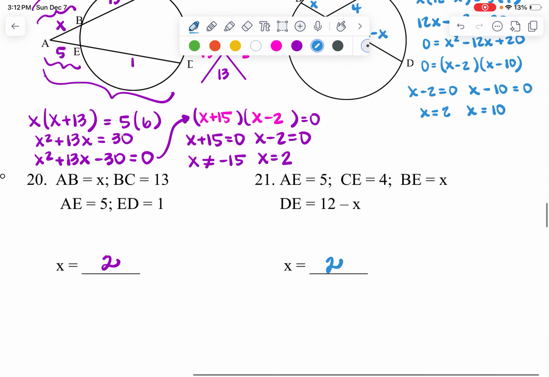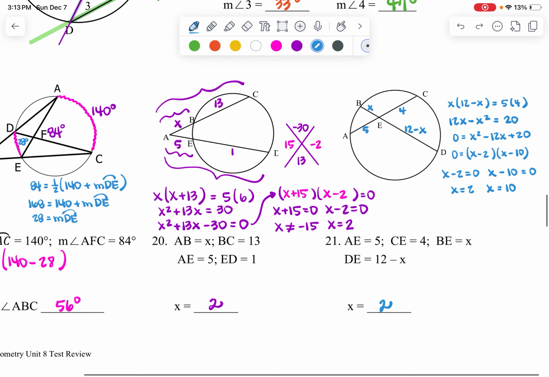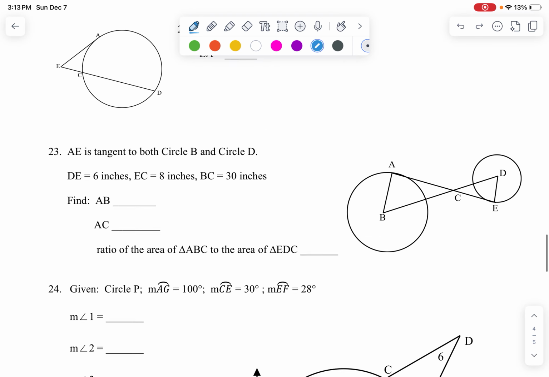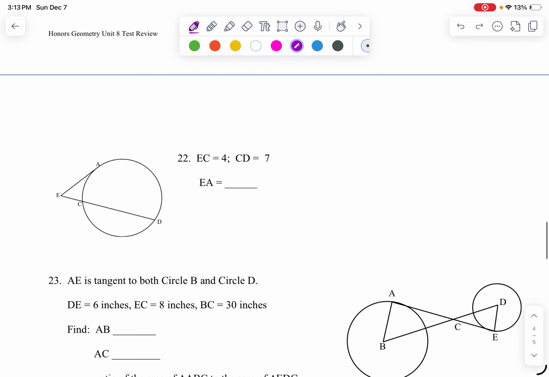Now, like I said, if you want to put 2 and 10, I will take that because maybe our picture isn't drawn to scale, right? And so I would want to be careful and put both answers. I'll leave that up to you, but I'm just going by the picture and I'm just going to put 2. All right, almost there. Here we go.